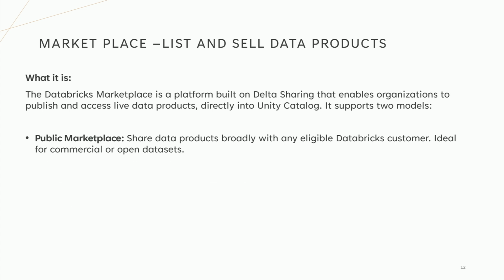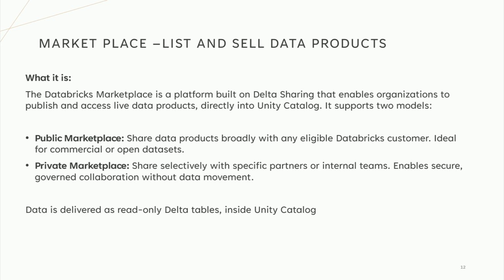And then we have the private version. Private means that not everyone that opens Marketplace sees my products. Only my partners, only the ones I'm collaborating with, are going to see my data products. And data is typically delivered as read-only tables inside Unity Catalog once again.